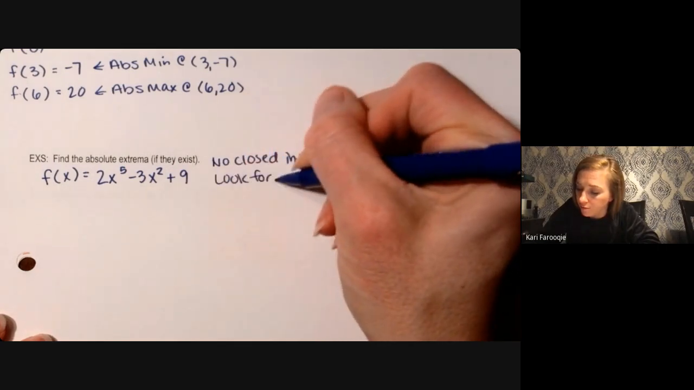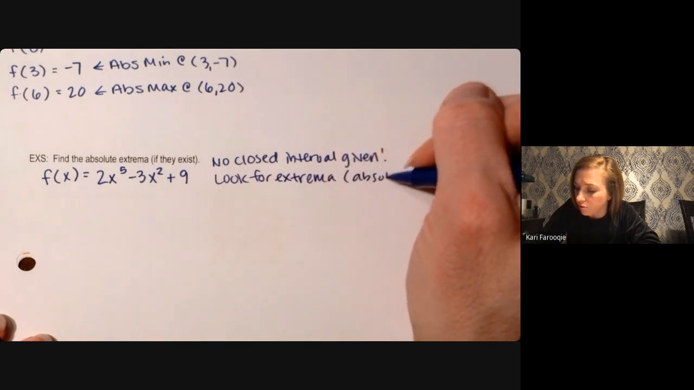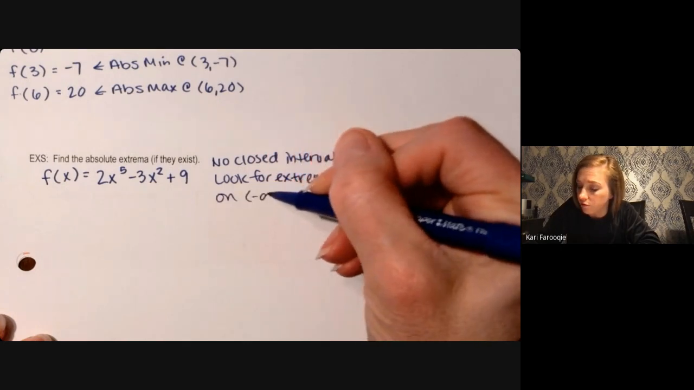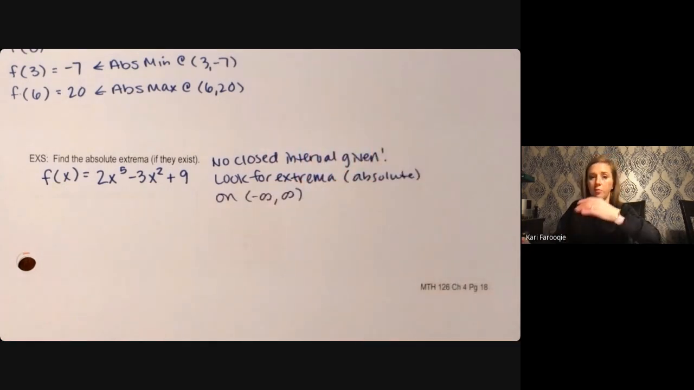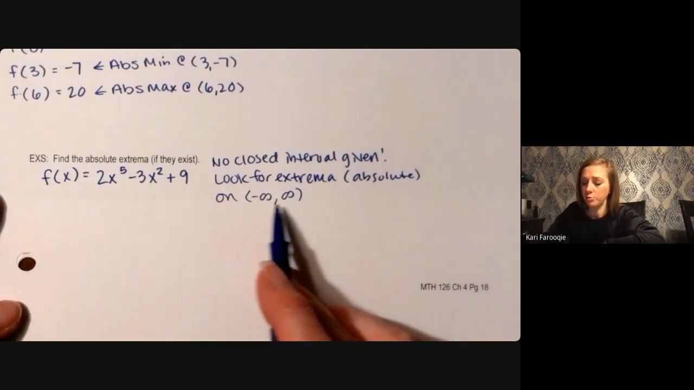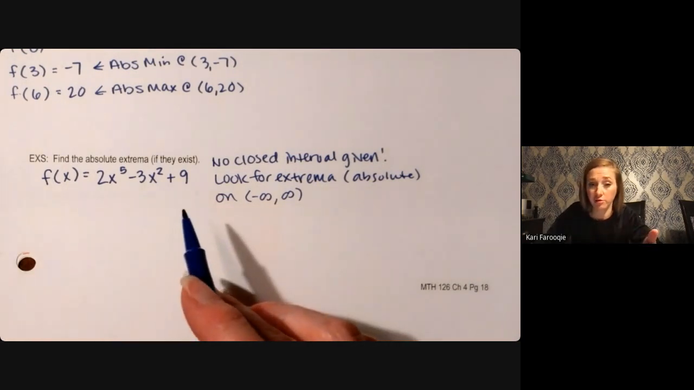Look for absolute extrema on the whole number line from negative infinity to positive infinity. Okay, now two things that we can do here. One of the things is just to look at the function itself. If I'm trying to determine what's going on with this graph, I can really think about what's happening to these function values as x gets increasingly large or increasingly small.